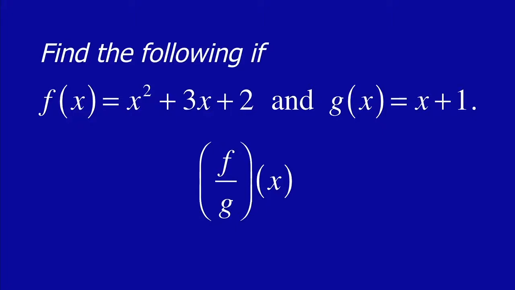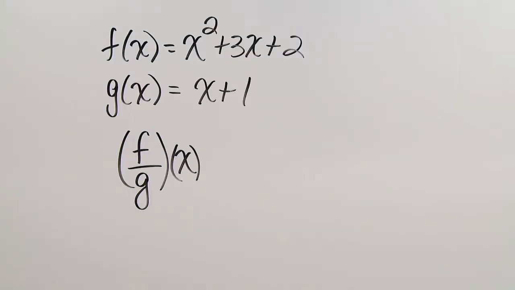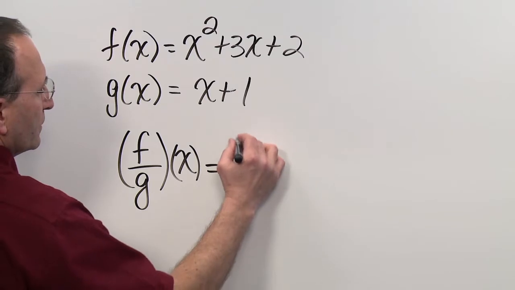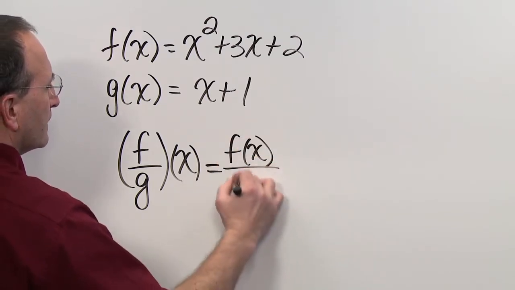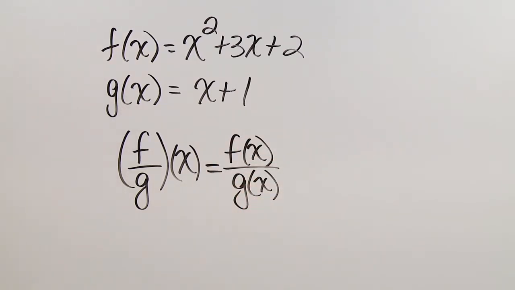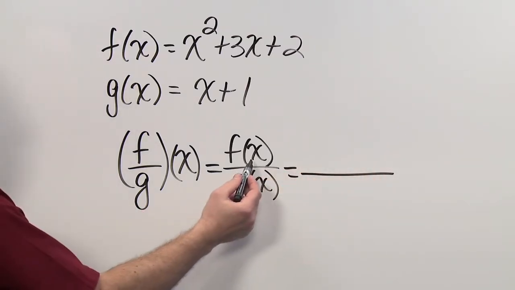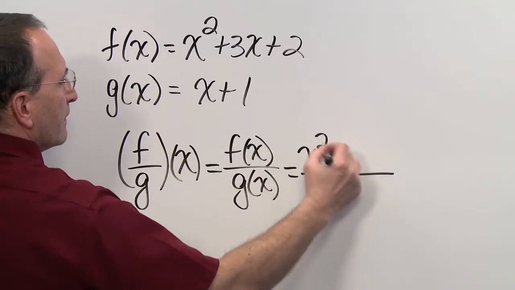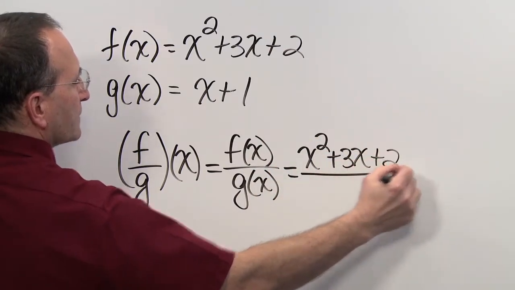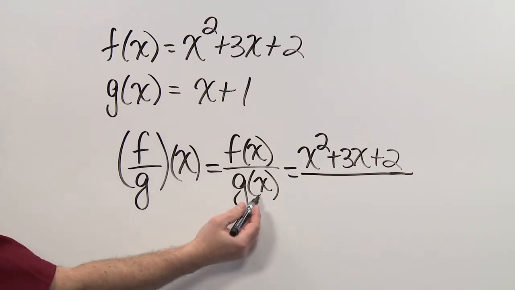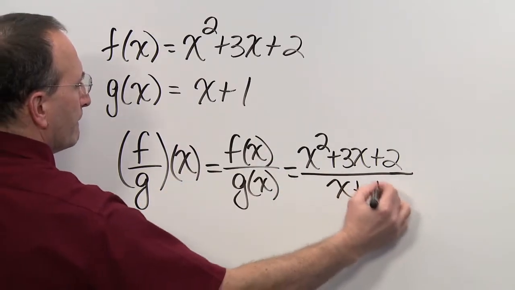Find the following if f of x equals x squared plus 3x plus 2 and g of x equals x plus 1. F divided by g of x. So first, we'll write that f divided by g of x is equal to f of x divided by g of x. And so we substitute in the expression for f of x, which is x squared plus 3x plus 2. And then we substitute in g of x, which is x plus 1.